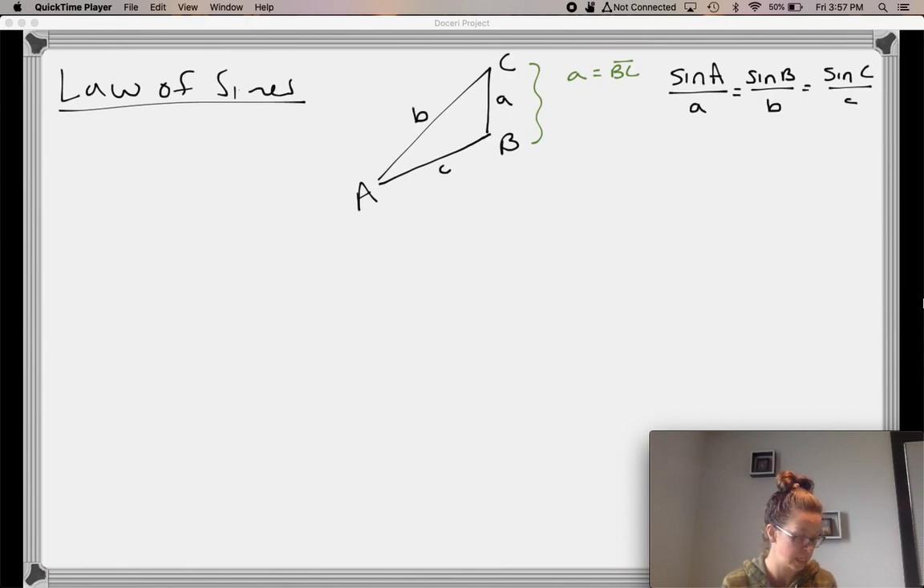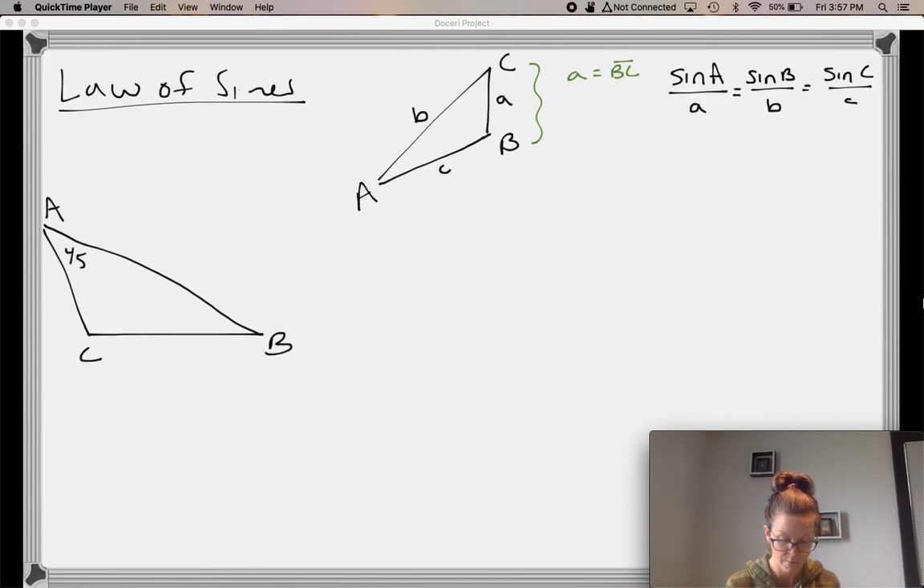So let's look at an example. A, B, C. I'm going to fill this one in as 45. I'm going to fill this one in as 30. And I'm going to say that in this problem, we want to solve for AB, which is also known as little c. So that's what we want to find, is that side.